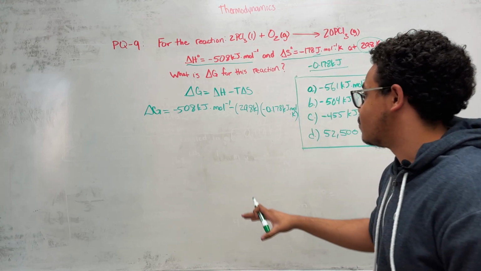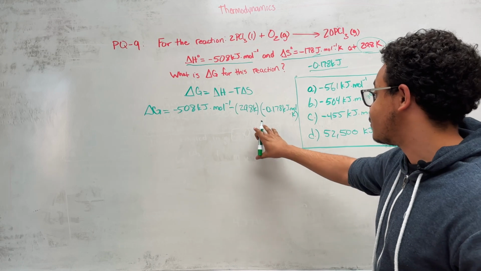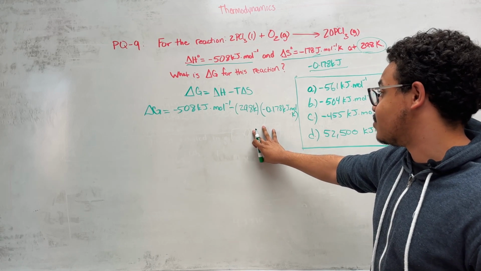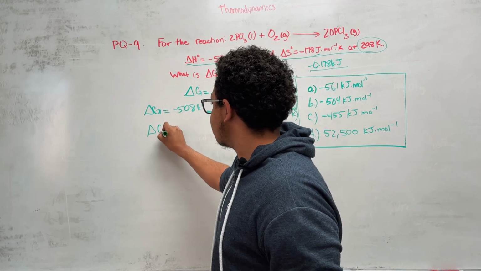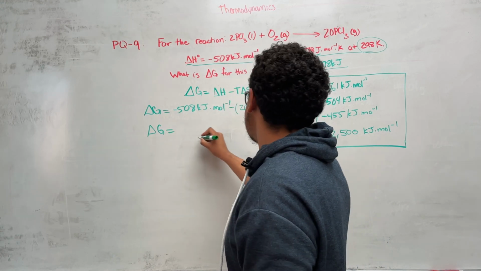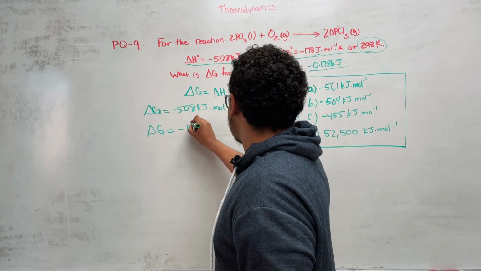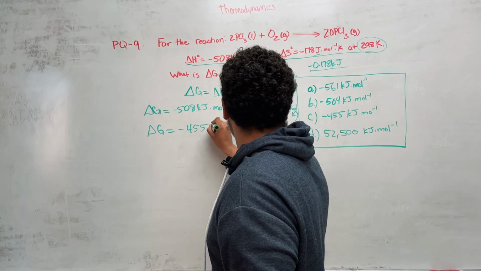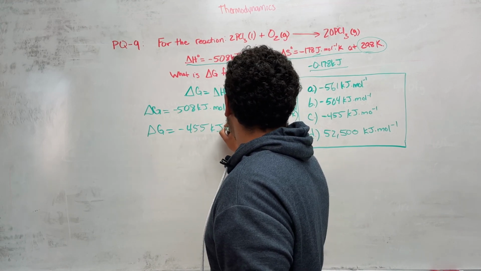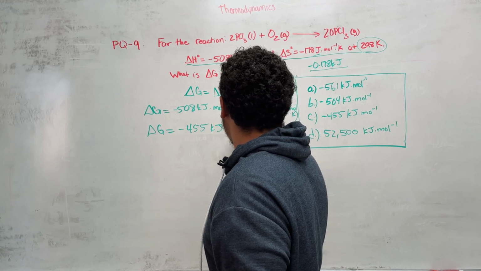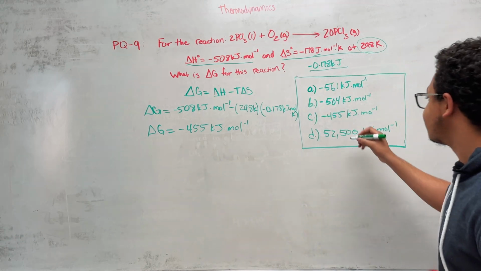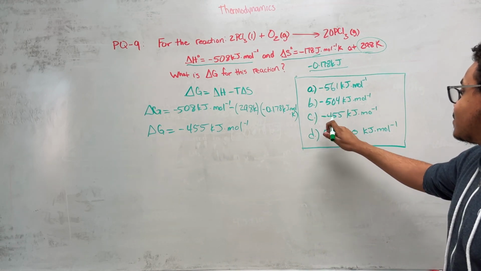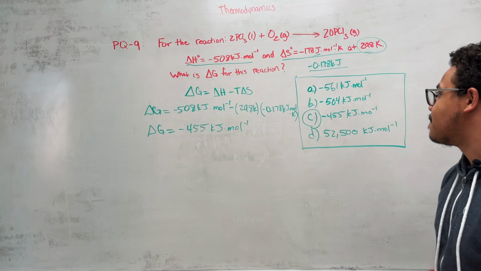So now that we have all this in here, we can now plug in all of this stuff into the calculator. When you do all that math, you get change in G is equal to negative 455 kilojoules per mole. And that is your answer. So the correct answer choice is answer choice C.